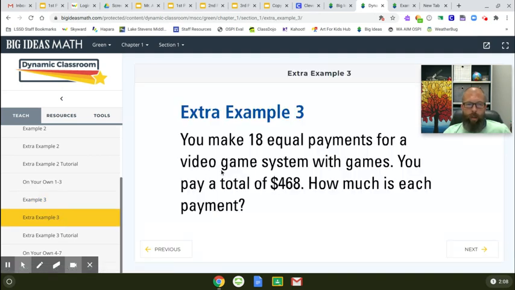Remember, you can always pause the video if we go too fast. Just practice that problem in your comp book, and try this one. You make 18 equal payments for a video game system with games. You pay a total of $468. How much is each payment? So you're going to write down in your book 468 divided by 18. Okay? Go ahead and pause your video and solve that.